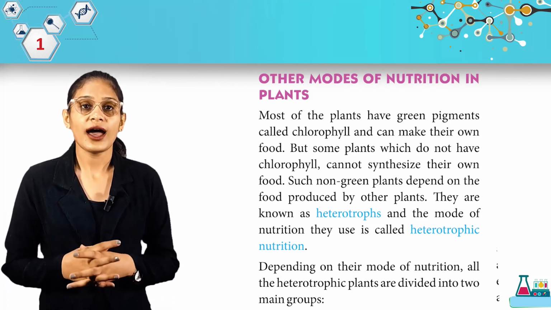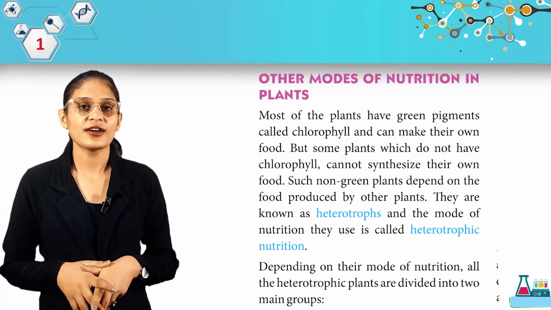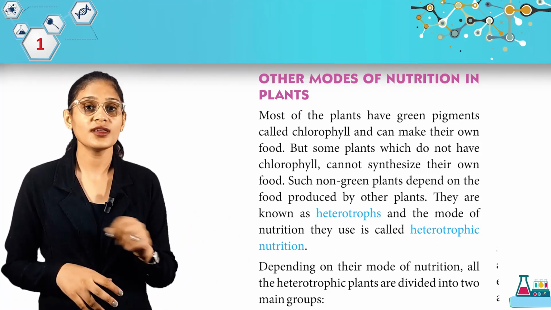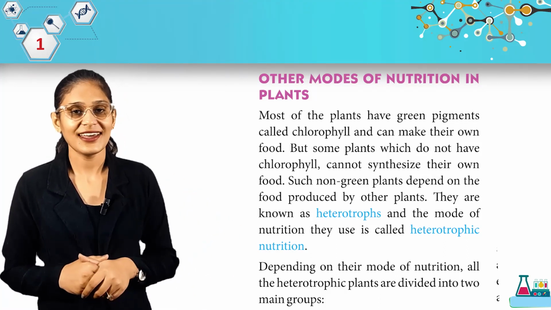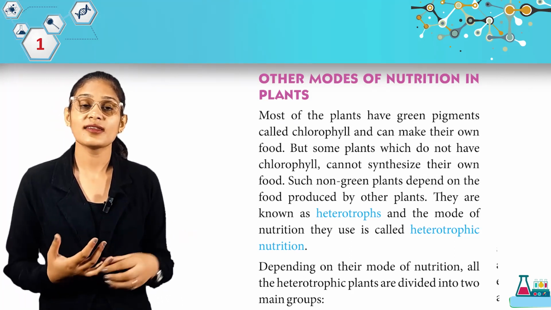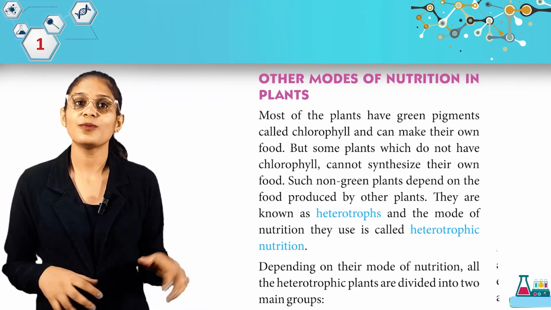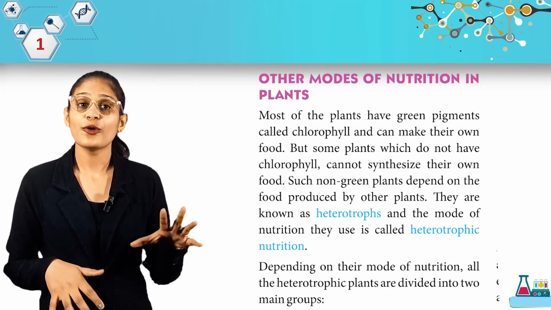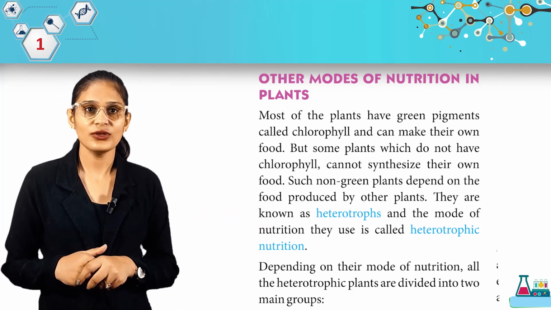So students, अब आपने देखा कि ग्रीन प्लांट्स तो अपना खाना खुद बनाते हैं, बट हर एक प्लांट अपना खाना खुद नहीं बना सकते बिकॉज सब में क्लोरोफिल प्रेजेंट नहीं होता है. सो जो प्लांट्स किसी और प्लांट्स पे डिपेंड करते हैं अपने खाने के लिए, दे आर, हम उनको क्या बोलते हैं? हेटेरोट्रॉप्स. और मोड ऑफ न्यूट्रिशन हेटेरोट्रॉपिक न्यूट्रिशन.